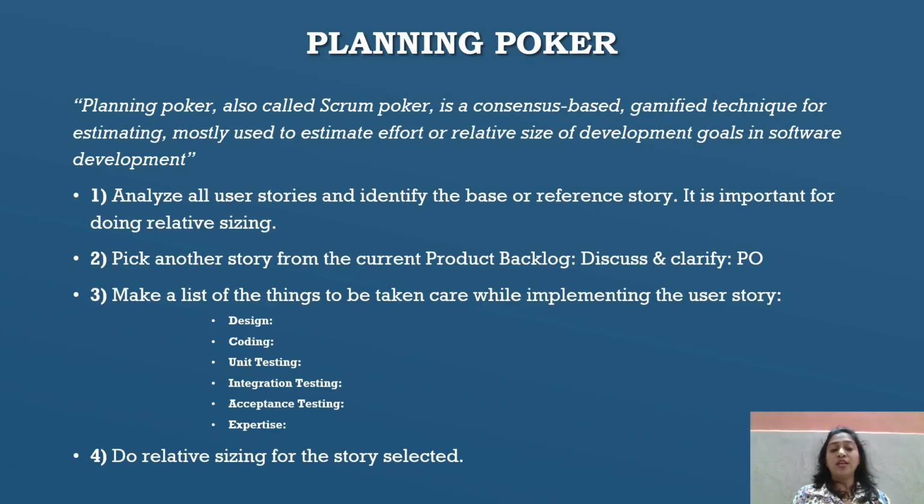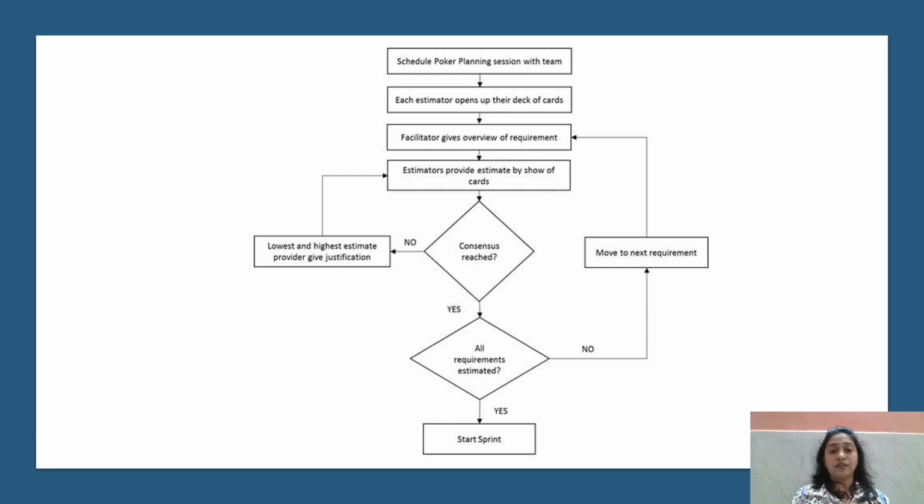So we are going to calculate the story points for each story on the basis of this list. If we give one story point for design, one for coding, unit testing, integration, then it's estimated in total, and we put the actual number. Do relative sizing for the stories selected. You can see the algorithm for that.